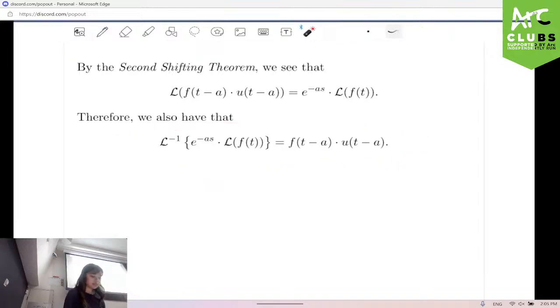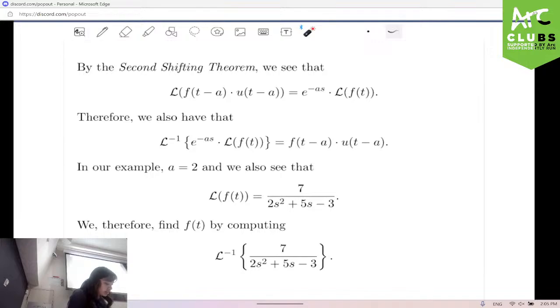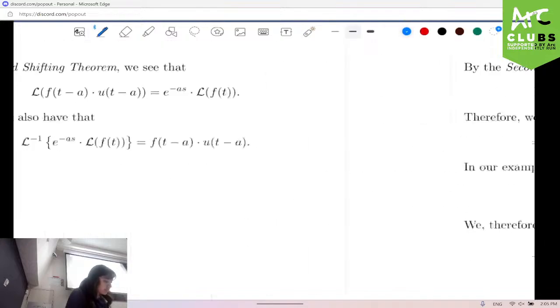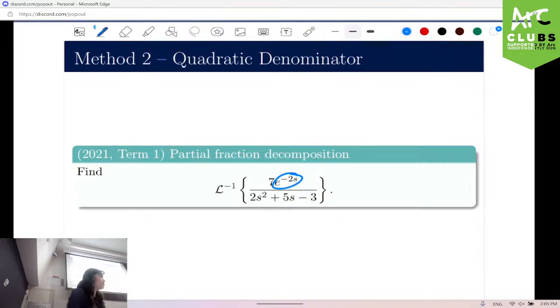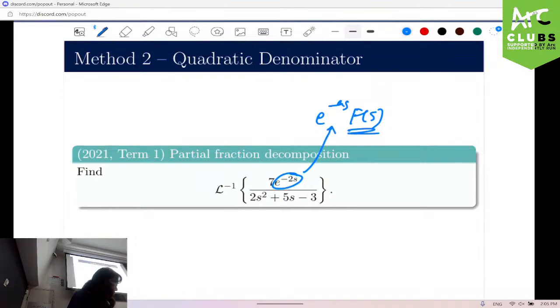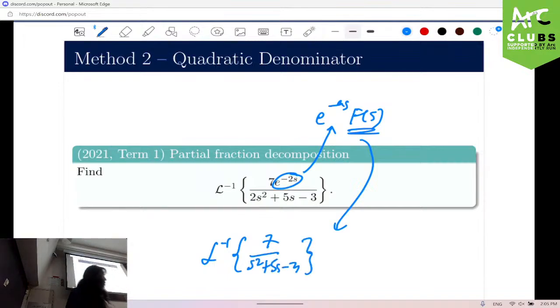So first of all, since we already know that we have e to the power of minus 2s, which is very similar to the part of the second shifting theorem, where it's e to the minus as times F(s), right? That part. So we know that that is that. So let's find f. Let's find the t-space function of this. To find it, we're just going to find the inverse Laplace of 7 over 2s squared plus 5s minus 3. Okay?